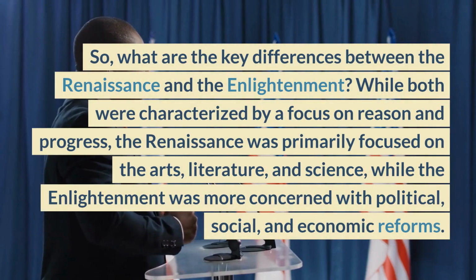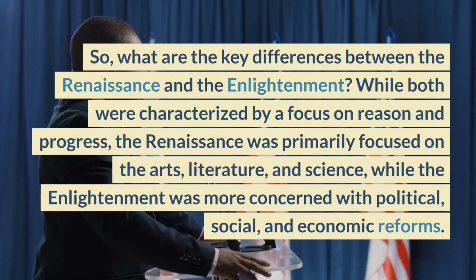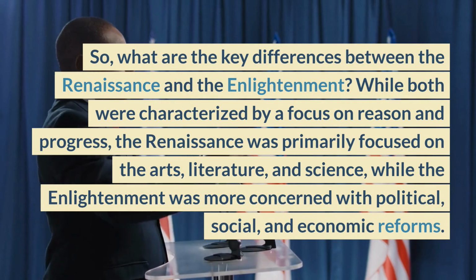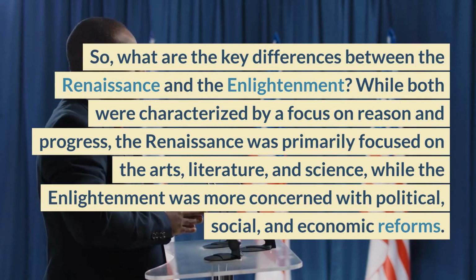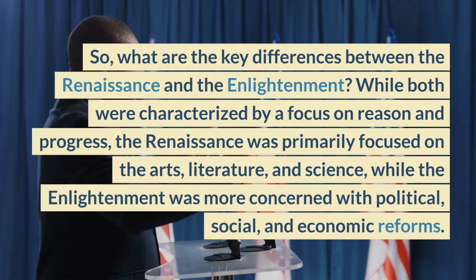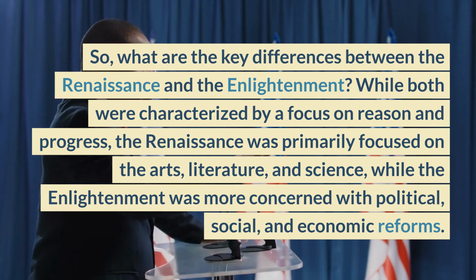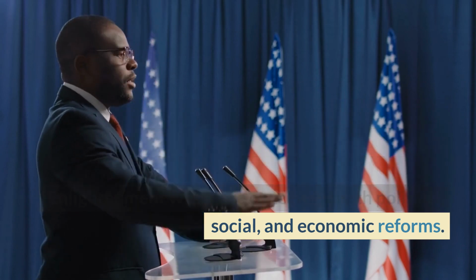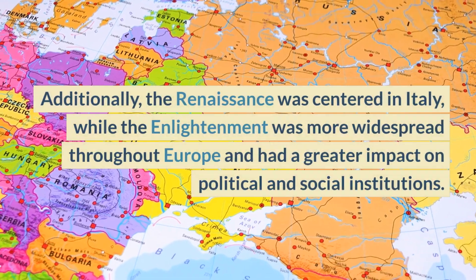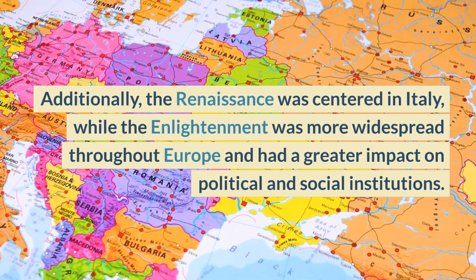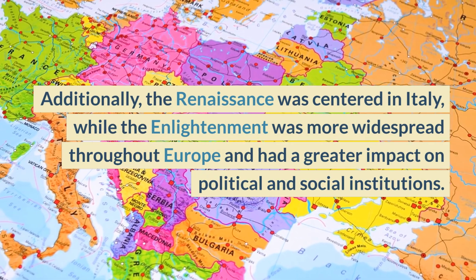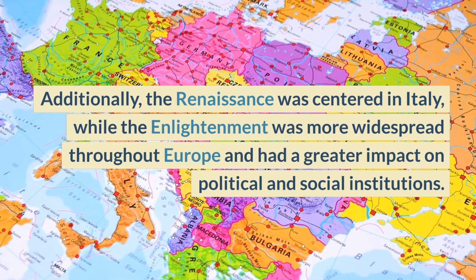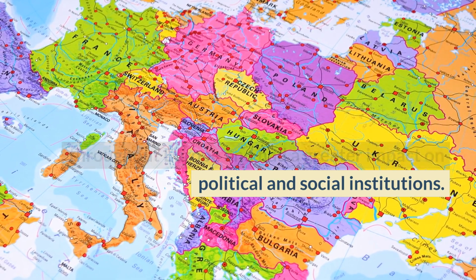So, what are the key differences between the Renaissance and the Enlightenment? While both were characterized by a focus on reason and progress, the Renaissance was primarily focused on the arts, literature, and science, while the Enlightenment was more concerned with political, social, and economic reforms. Additionally, the Renaissance was centered in Italy, while the Enlightenment was more widespread throughout Europe and had a greater impact on political and social institutions.